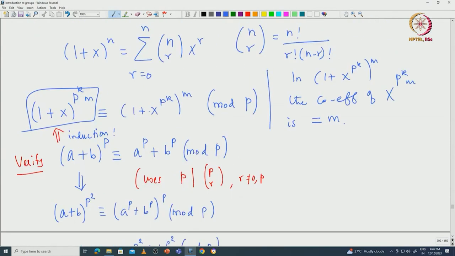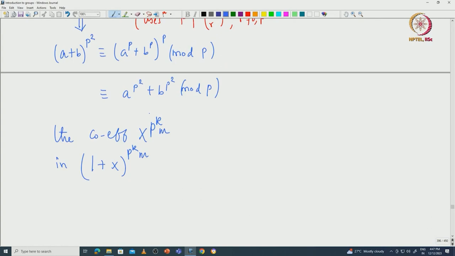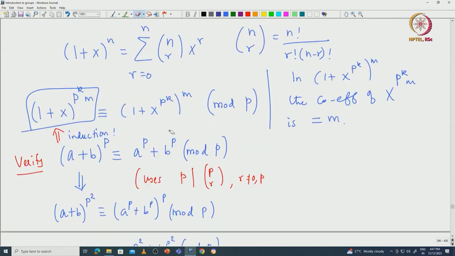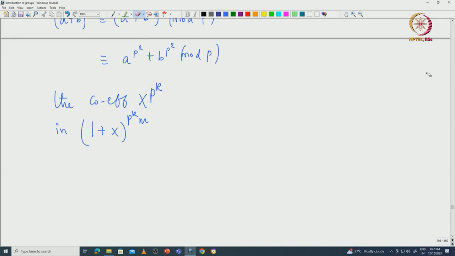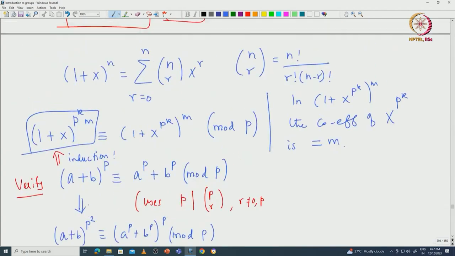Sorry, we will calculate the coefficient of x power p power k only. So this is just x power p power k, and here also it is going to be x power p power k. So the coefficient of x power p power k in 1 plus x power p power k times m is exactly equal to p power k m choose p power k. So this is going to be exactly congruent to m modulo p, because this is the coefficient on the right side. That is what we have proved.